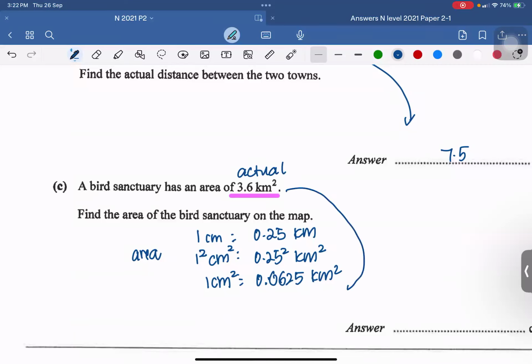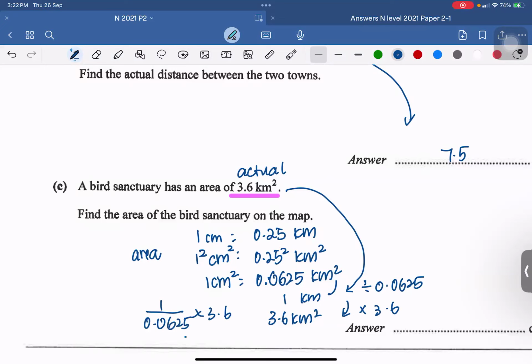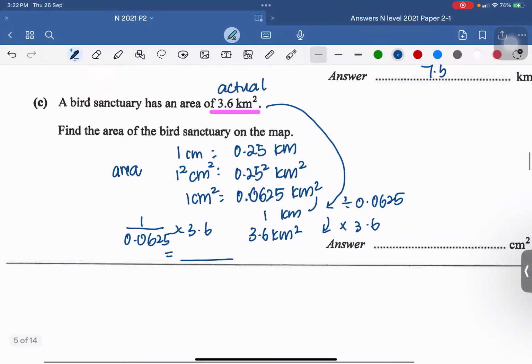Now the question over here, this is for the actual, right? So the actual comes over here. Before I find 3.6 kilometer squared, I need to find 1 kilometer squared. So I divide by 0.0625, then after which I times 3.6. So I take 1, divide by 0.0625 times 3.6, and you get your answer. Okay, this one most of you can do, right?